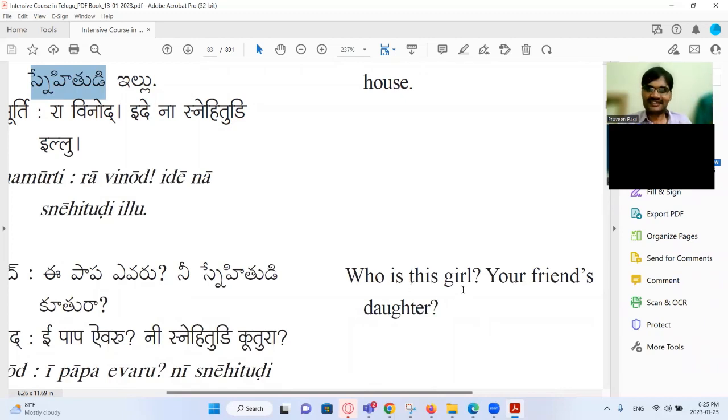Next we have, ee papa evaru. Who is this girl? Okay. We have another word for the word girl, that is ammai. Ammai means girl. Papa also girl.